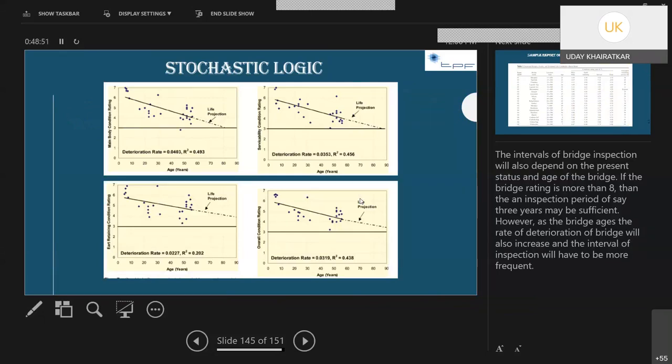So this is a graph which shows different conditions. There are a number of bridges, all of which have been inspected at some point of their age. So the main body condition rating is there, the serviceability condition rating is there. Then the earth retaining condition has been given, and the overall rating is given. The dots that you see are different ratings of different bridges at different ages.